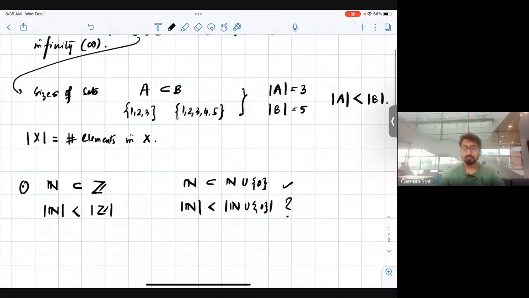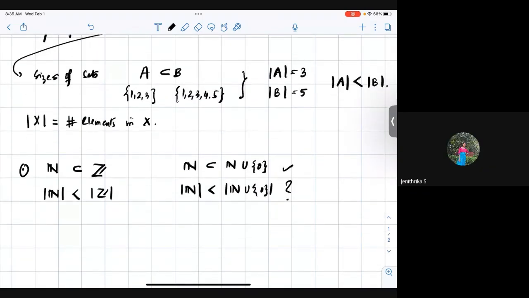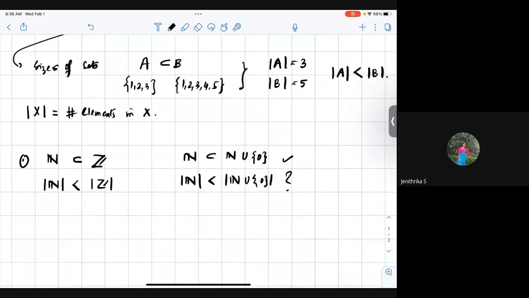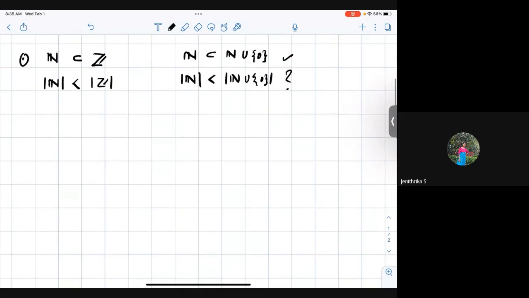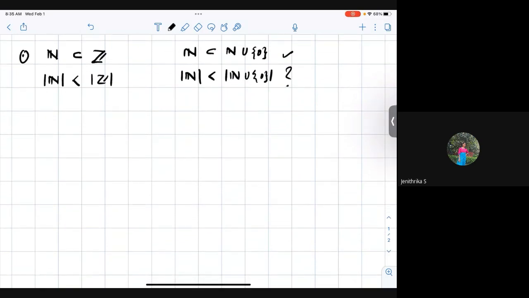I feel that though the number is not determined here, since the other set has one element extra than just the natural number set, it is less.